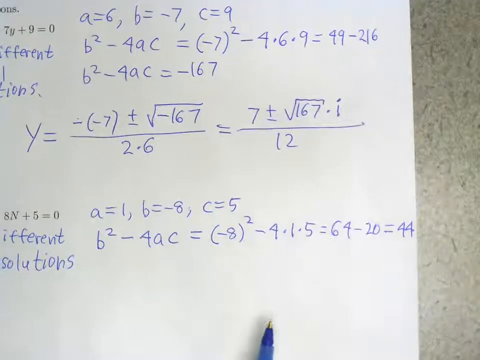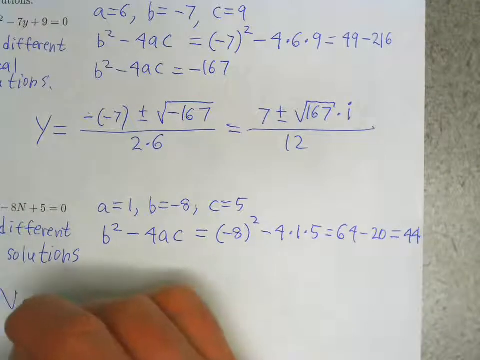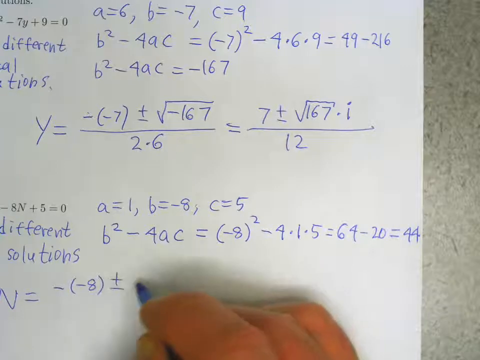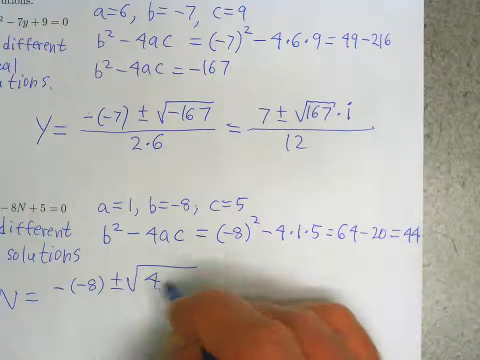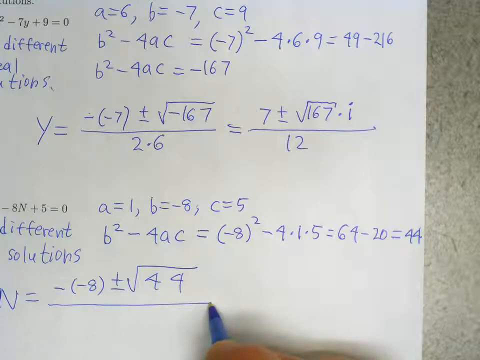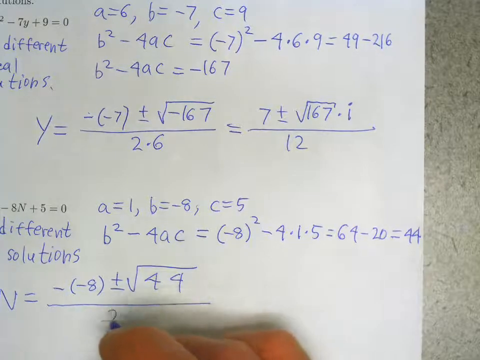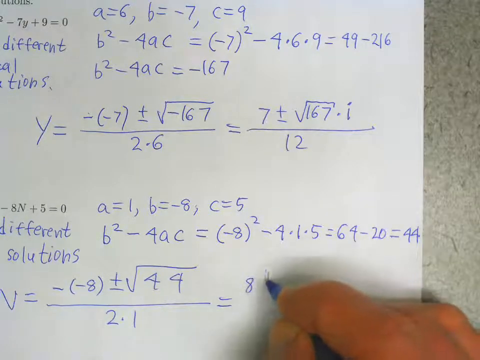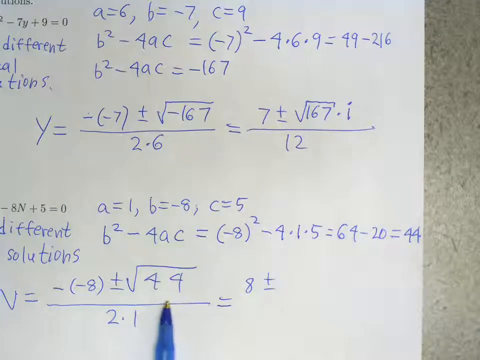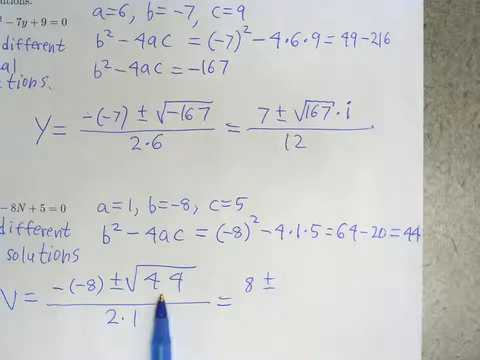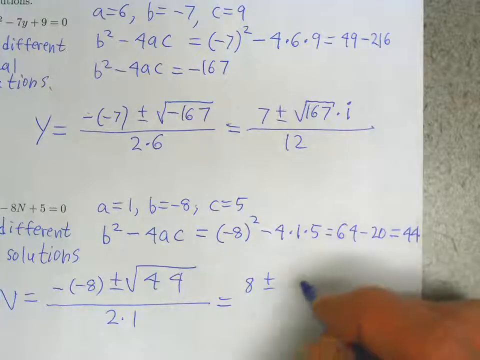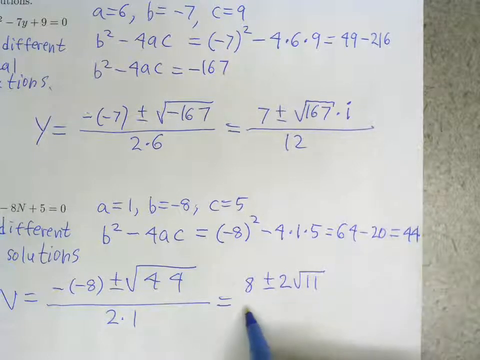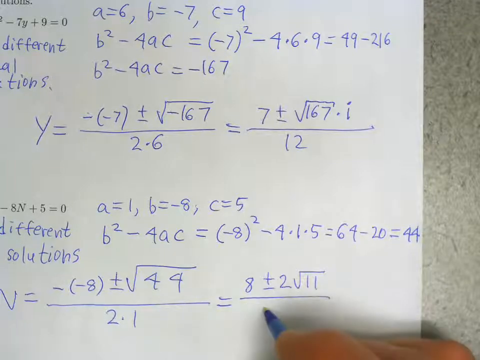And this will be the last problem. n is equal to the negative of negative 8 plus and minus the square root of the discriminant, 44, divided by 2 times a, 2 times 1. So the negative of negative 8 is 8. We can simplify the square root of 44. The largest factor of 44 that's a perfect square is 4. The square root of 4 is 2. And so 8 plus and minus 2 times the square root of 11, all divided by 2.